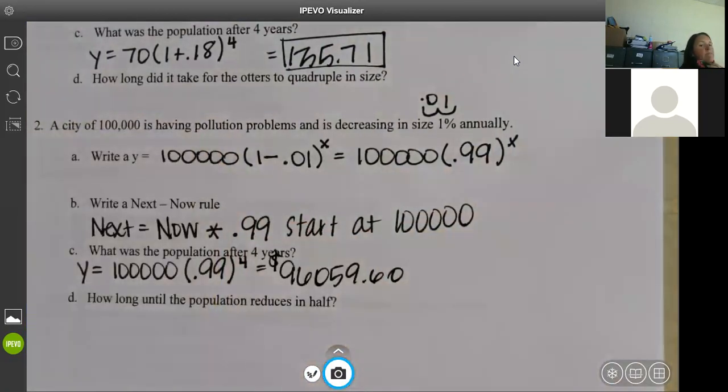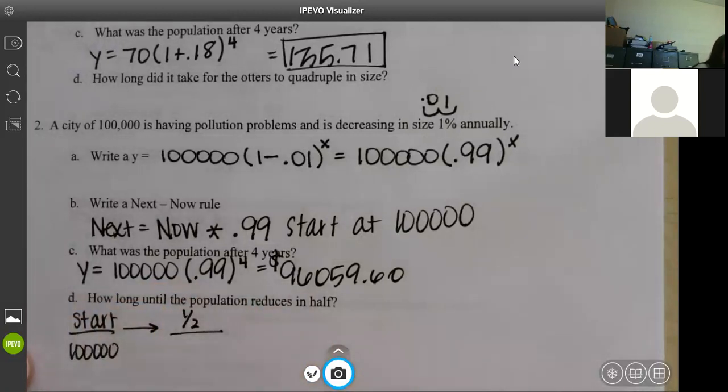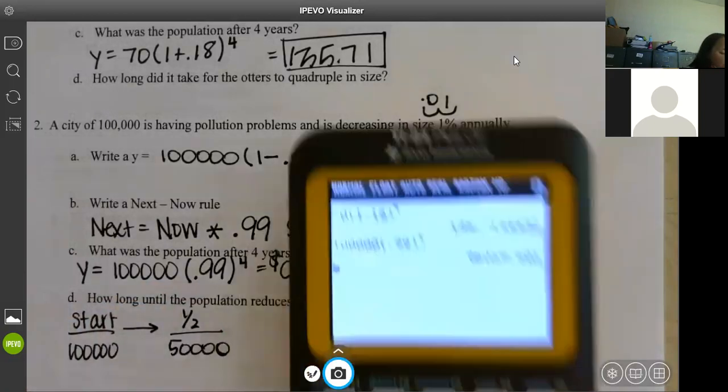All right, so now both part D's ask you about quadrupling and reducing. And so we have to use our table for that, okay? So let's start with D on number 2. What was our population to start with? What would be half of the population? 50,000. Okay, half the population is 50,000. We want to know how long it takes to get there.